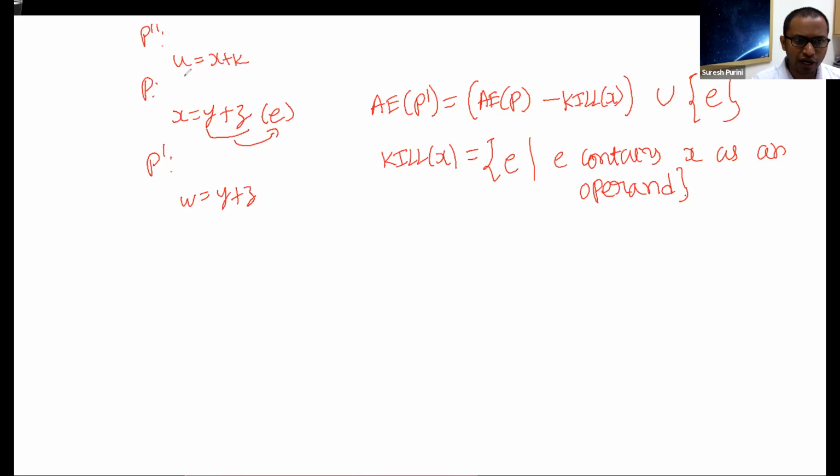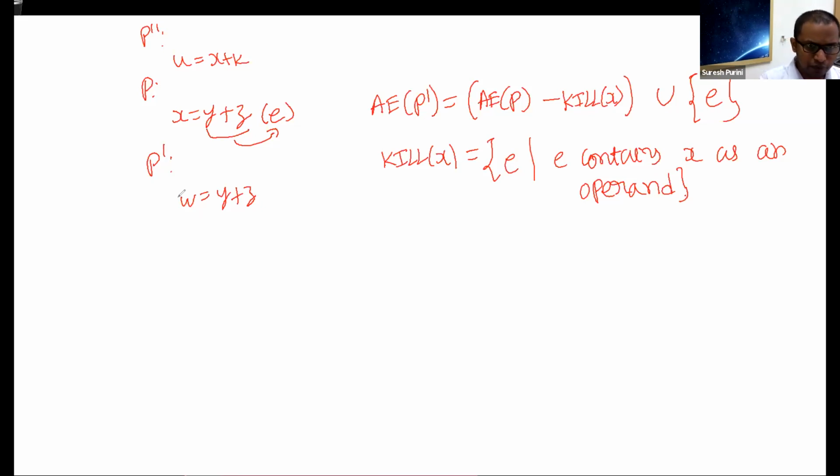In general, look at all the expressions that are available at the program point P, and consider those expressions which have x as an operand. And we want to remove them from the available set. As we propagate this available expression set here, we filter out those expressions which contain x as an operand. And we include the new expression y plus z as the available expression at the program point P prime. So that's what we are trying to do.